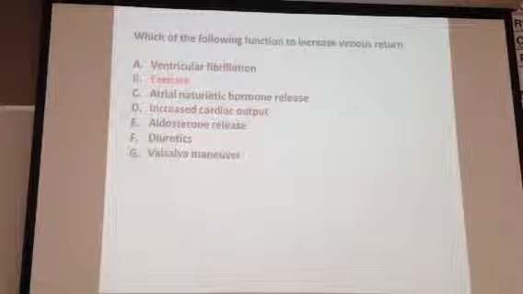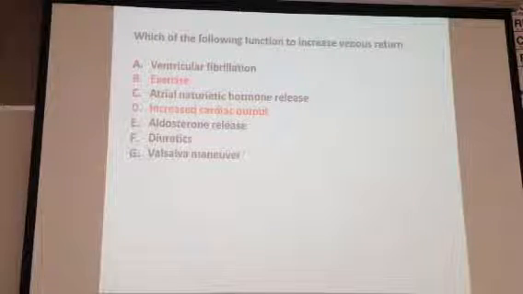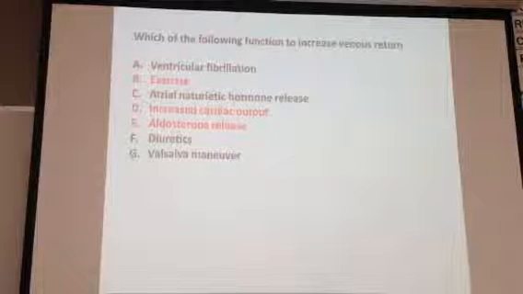Okay? Increased cardiac output, like you were saying. Yes, so it goes out, has to come back again. So if we're putting more out, we ought to get more back. Aldosterone release. Yes, because that's the opposite of the atrial natriuretic. More sodium in, more water in, more blood volume, more blood returning to the heart. Diuretics? Nope, that's the same as our atrial natriuretic.